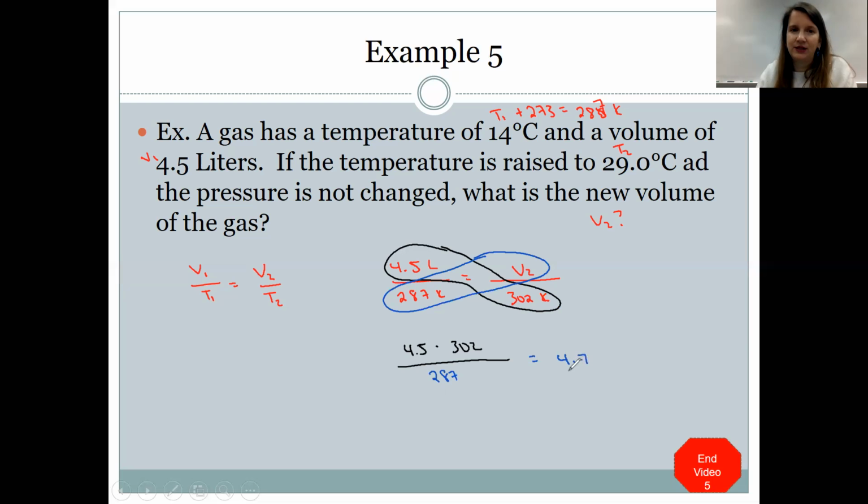4.7, because I only get 2 sig figs, and that's going to be liters because my unit of volume is liters over here on the V1 side. So that's how you do anything involving the combined gas law, where you have changing volumes, pressures, and temperatures. So if there's any questions, just let me know. All right, thanks.